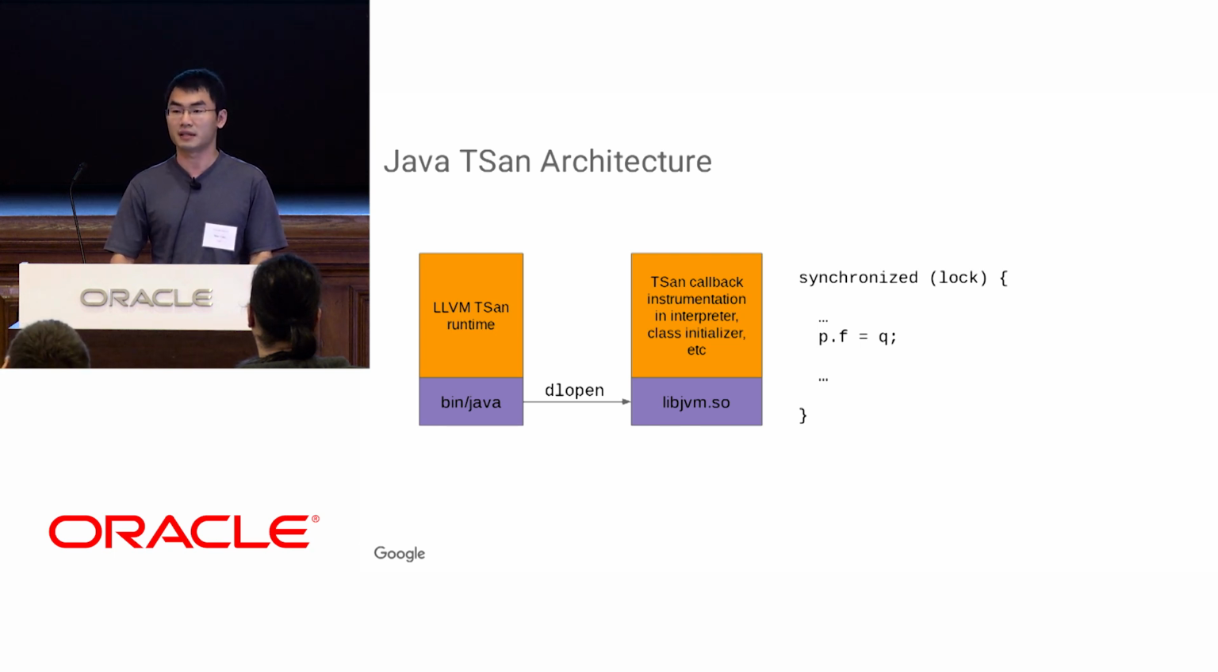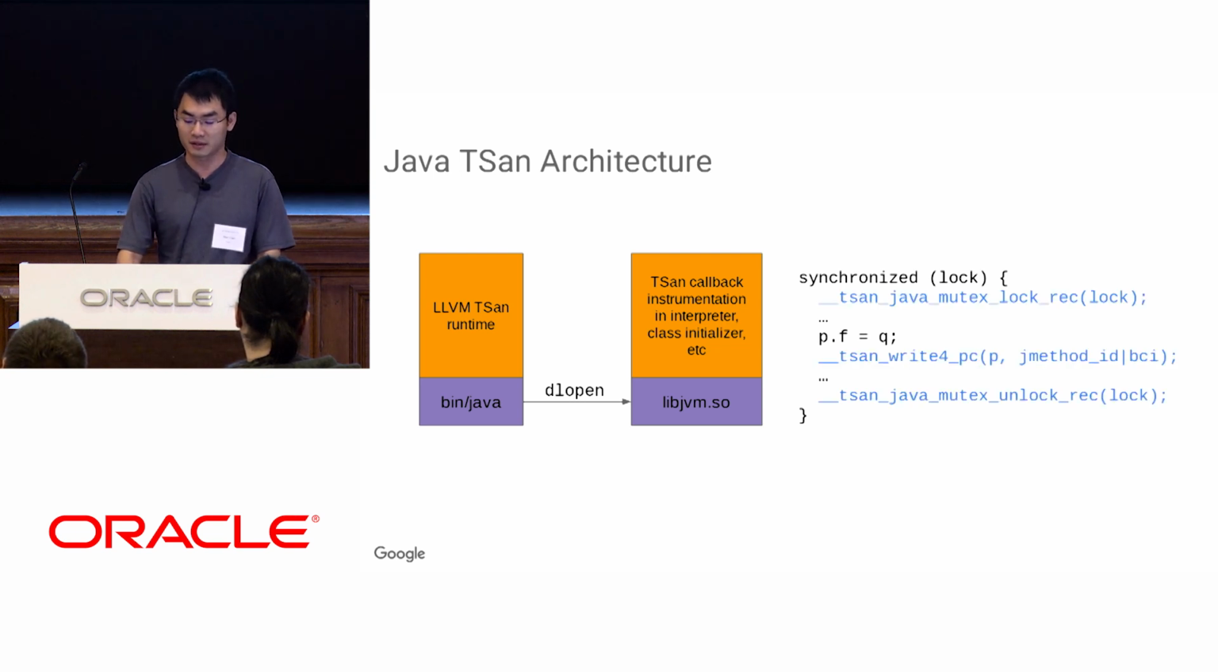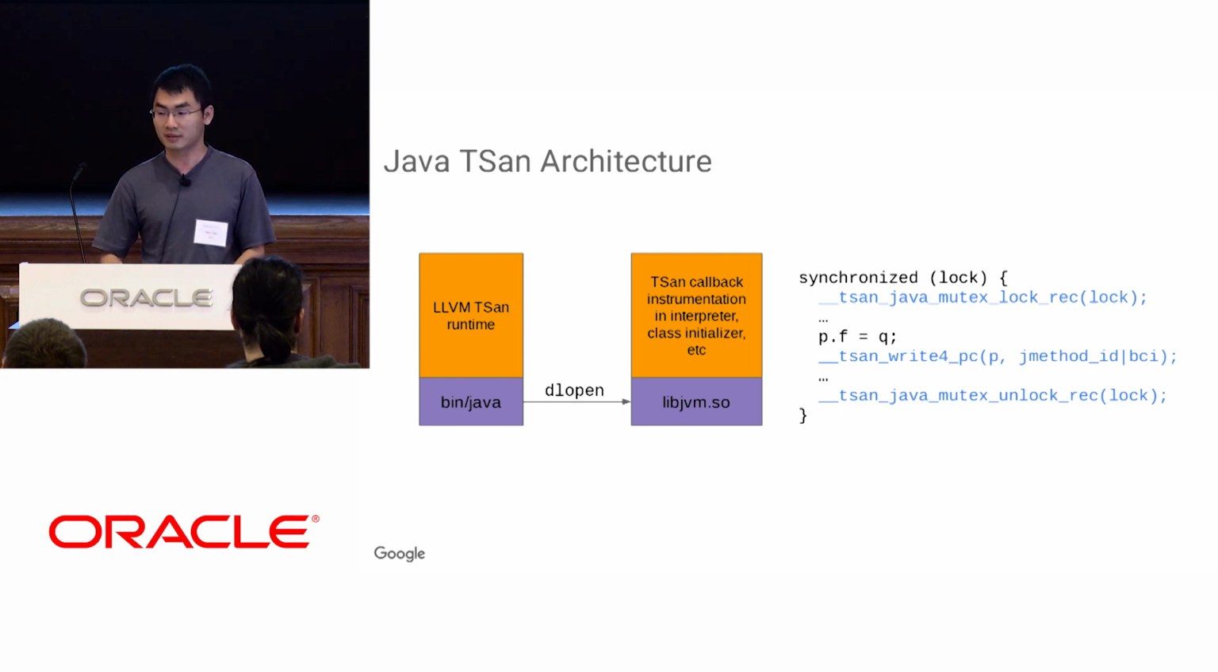Currently, TSan only supports the interpreter, so we add TSan callbacks in the interpreter. There are also certain cases in the JVM that you need to instrument, such as the class initializer, which establishes happens-before in the Java code. With all this implementation, a normal Java code will look like this. After the Java lock acquire, you call a TSan callback that notifies TSan you acquired the lock on the Java side. So this is like a Java mutex lock recursive.